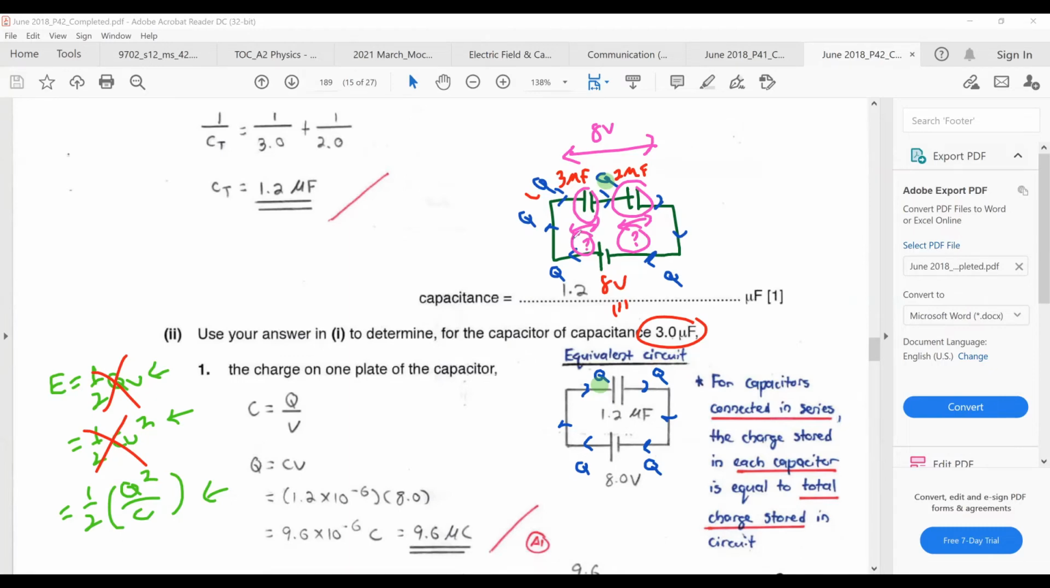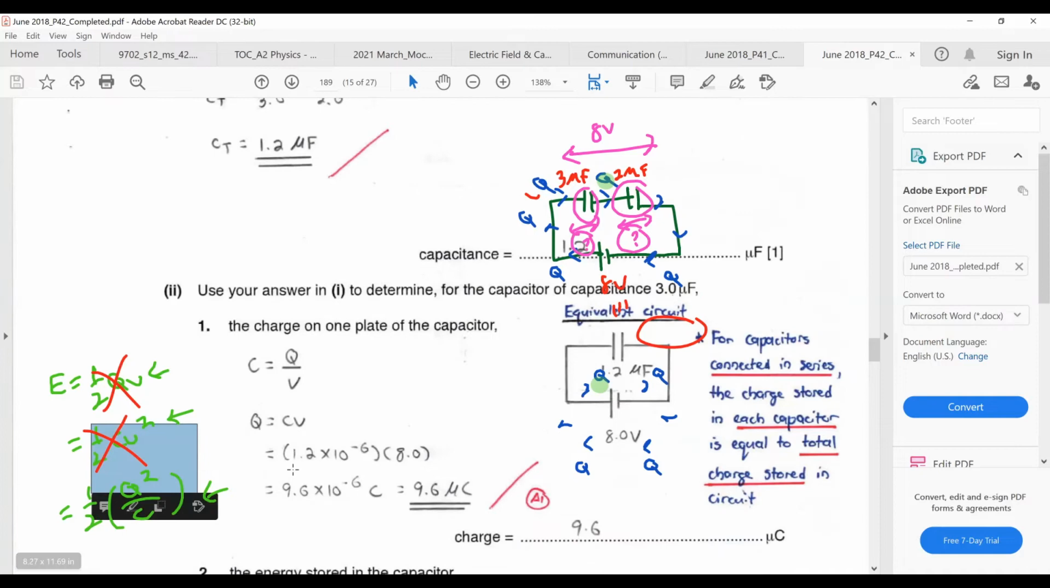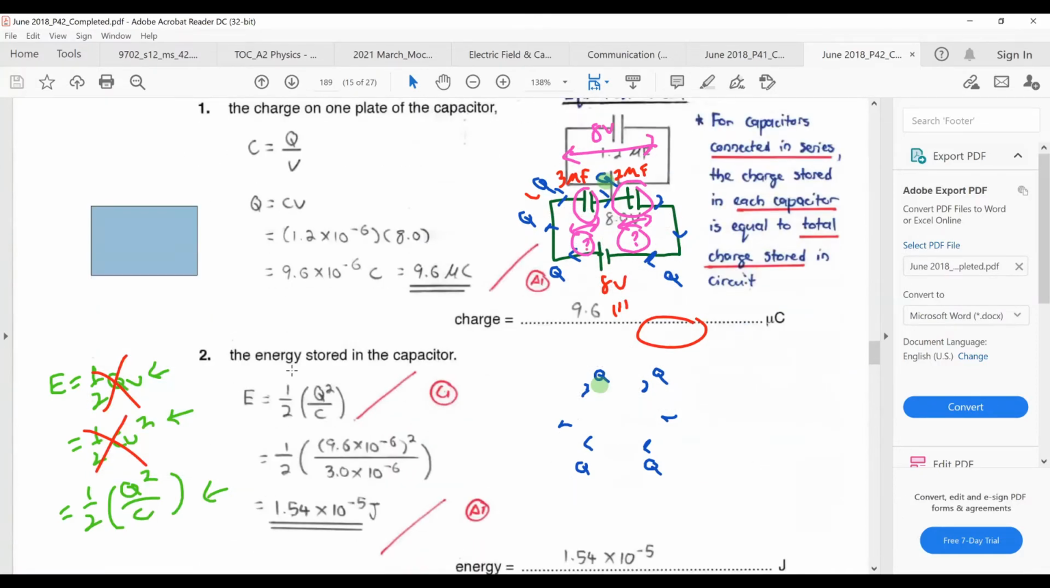So here, you actually do not know what the PD is. You don't know what the voltage is here. So you can't use this straight, unless you purposely find out what V is, and only then can you use this. But that is just an extra step. So it's much more straightforward if you use half Q squared over C, because you already know both those values.